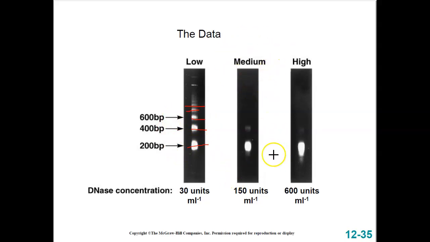At the medium concentration, you saw the 200 base pair and 400 base pair, but nothing larger than that. And then at the high concentration, you only saw 200 base pair. What this means is that you had full digestion of all linker DNA, and all that you had was 200 base pair fragments that run down the gel.